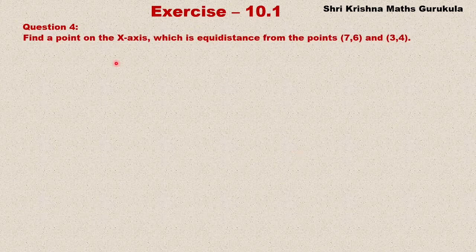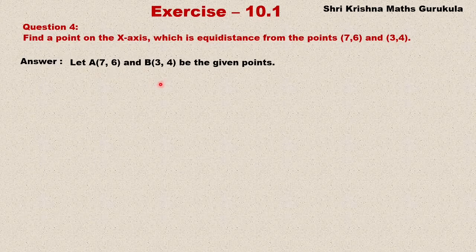Let us check the question number 4 and the question goes like this. Find a point on x-axis which is equidistant from the points 7, 6 and 3, 4. We have been given 2 points 7, 6 and 3, 4. We have to find a point such that that point is equidistant from these 2 points, and also there is a condition that that point should lie on x-axis. So we have to find a point on x-axis which is equidistant from these 2 points. Okay, let us do it now.